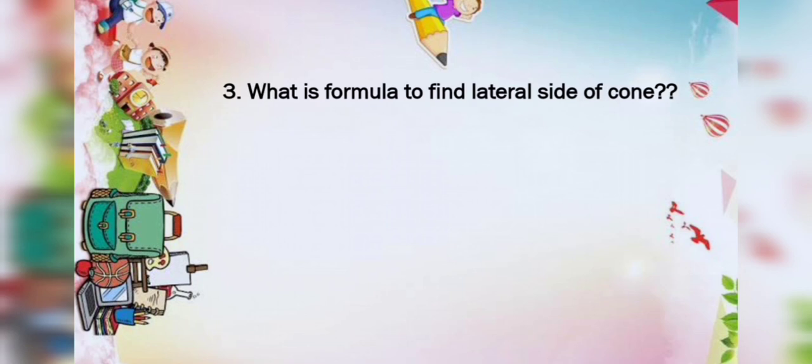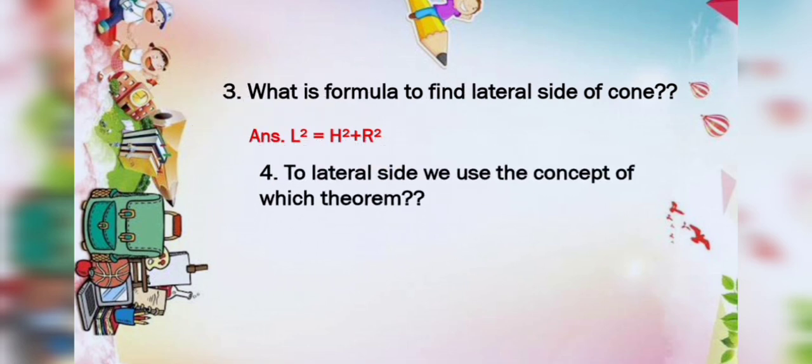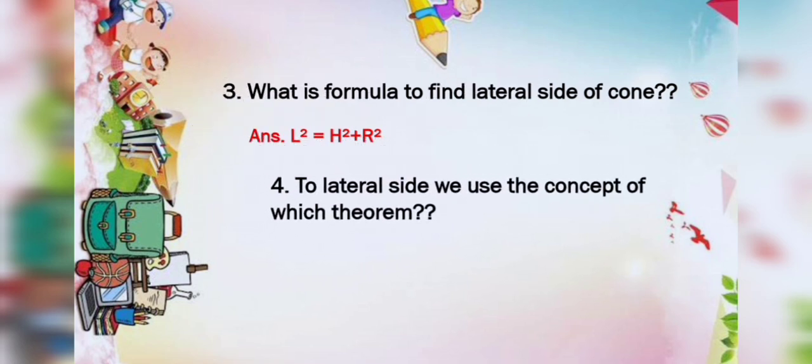Now let's see the third question. What is the formula of the lateral side of the cone? The answer will be l square is equal to r square plus h square, by using the Pythagoras theorem. l will be the under root of h square plus r square. Now let's see the fourth question. To find the lateral side we use the concept of which theorem?